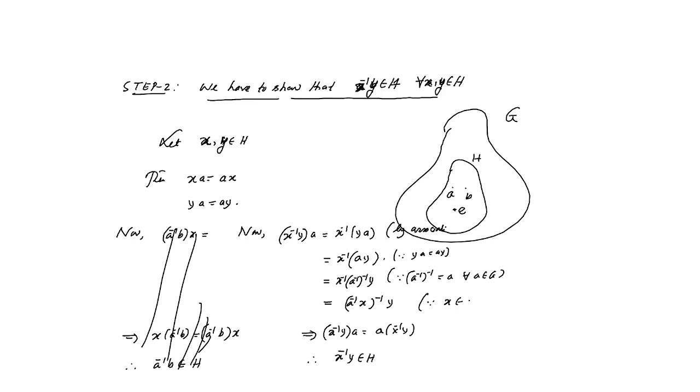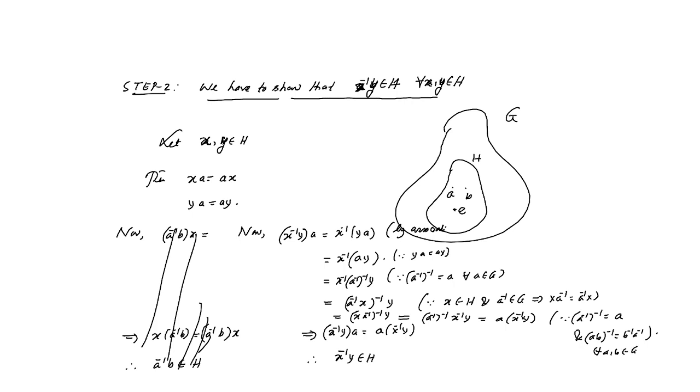Again, since X belongs to H and A inverse belongs to G, X A inverse equals A inverse X. So we can write X A inverse whole inverse Y. And from that we can write A inverse X inverse Y. So that means A X inverse Y, since A inverse inverse equals A and AB whole inverse is B inverse A inverse for all A, B belonging to G. So what we have proved is X inverse YA equals A X inverse Y. That means X inverse Y belongs to H.